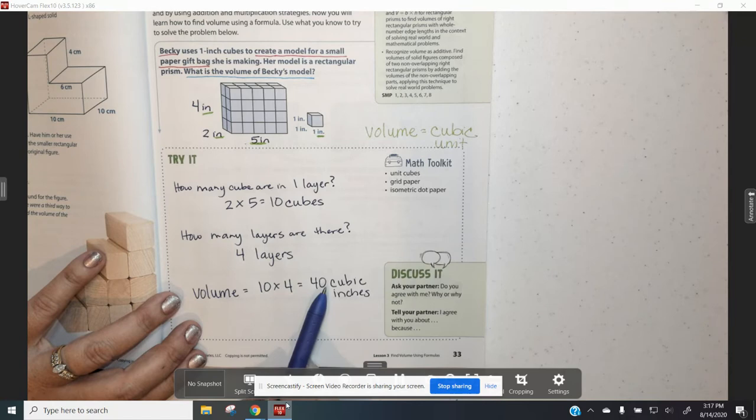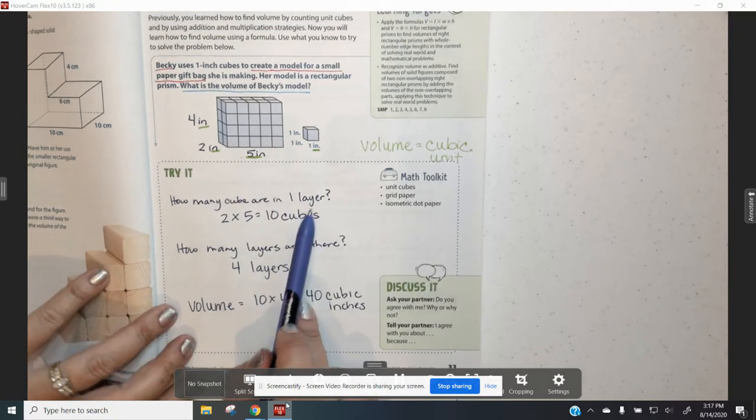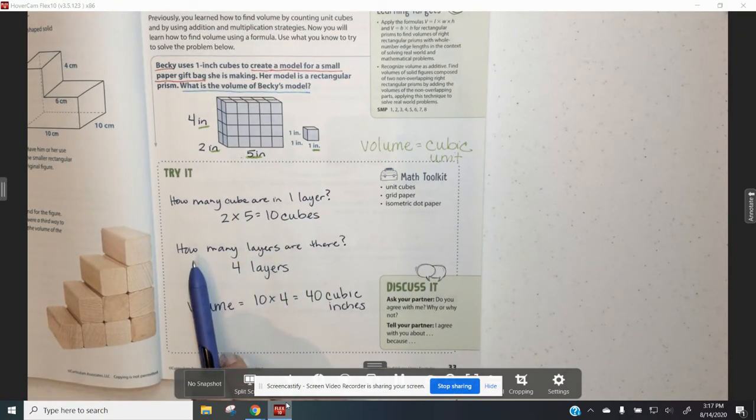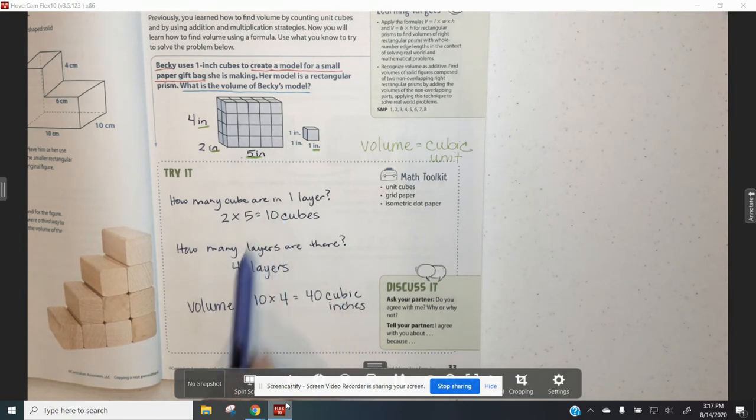So to solve this problem, I found out how many cubes were in one layer, and then how many layers there were, and then I multiplied 10 times 4 to get 40 cubic inches. Did you solve it the same way I did? I don't know. It's pretty cool though.